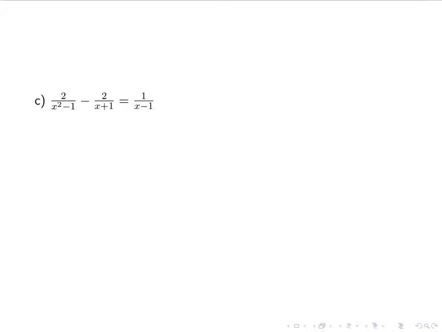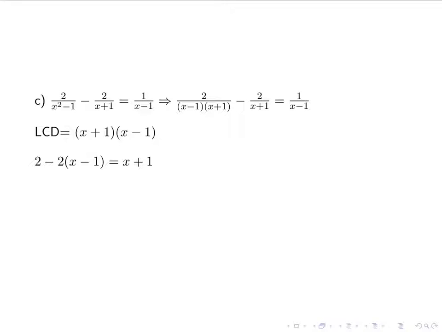Okay, so let's try another one: 2 over x squared minus 1, minus 2 over x plus 1, equals 1 over x minus 1. The only factoring I can do is I have a difference of squares here, so I'm going to get x minus 1 times x plus 1. The LCD, again, we have two different factors: x plus 1 and x minus 1. So when I multiply everything through, my whole denominator here cancels with my LCD, so I've just got the 2. Here I need the x minus 1, so minus 2 times x minus 1. And then the third one, I need the x plus 1, so 1 times x plus 1.